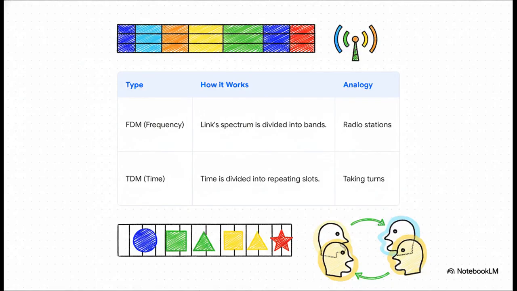First, you have frequency division multiplexing, or FDM. With this one, you take the entire frequency spectrum of the link and slice it up into different bands. It's just like radio stations. Each station gets its own frequency, and each of our circuits gets its own private frequency band.